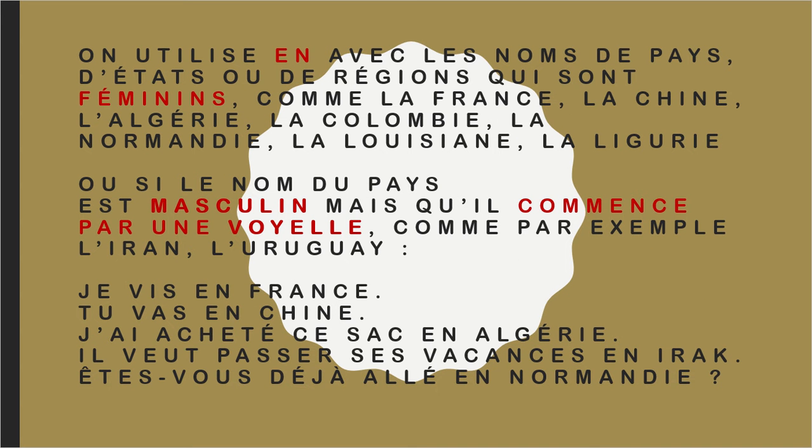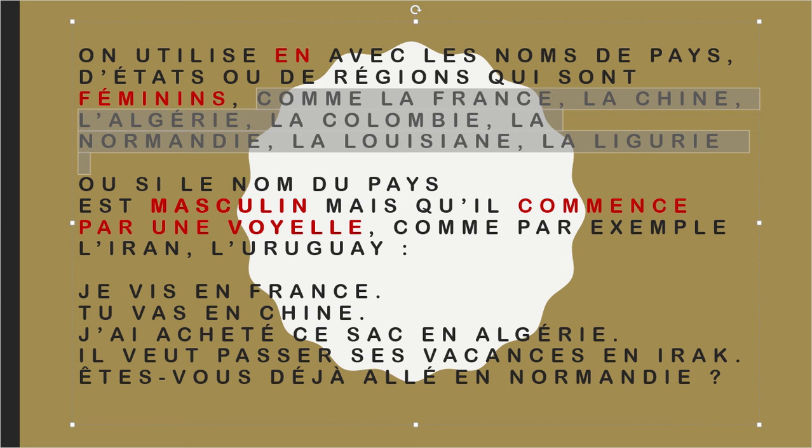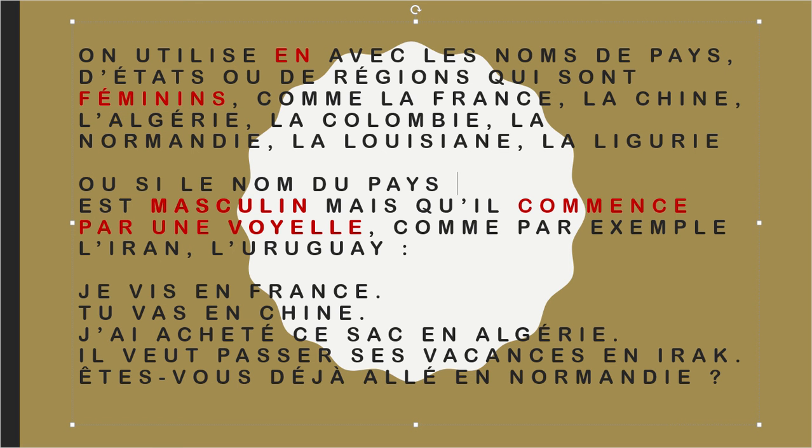So moving to the next slide, we use en, which means in and to, for the states, countries, or regions which are feminine. Here I have given you a few places or countries which are feminine: la France, la Chine, l'Algérie, la Colombie, la Normandie, la Louisiane, la Ligurie.